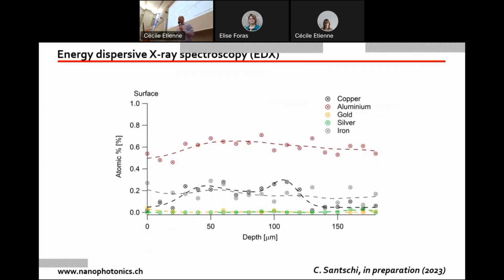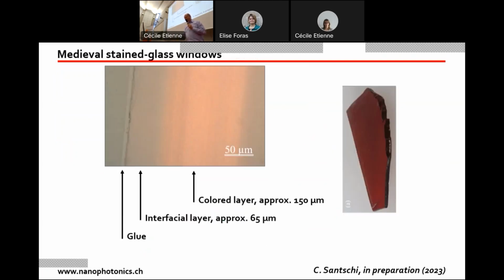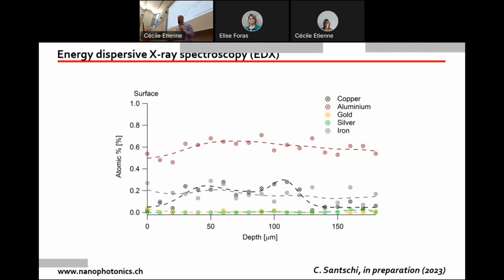But to try to work out what it is, we used EDX, energy dispersive X-ray spectroscopy, and we were thinking, okay, we're going to find some gold. So we look here basically through the thickness of this material, and this is the analysis of the different components. There is a lot of aluminum because it's lime scale, it's an old glass, that's known. But what was very frustrating is that looking for silver, which is in green, or looking for gold, which is yellow here, we didn't find any at all. So no gold, no silver.